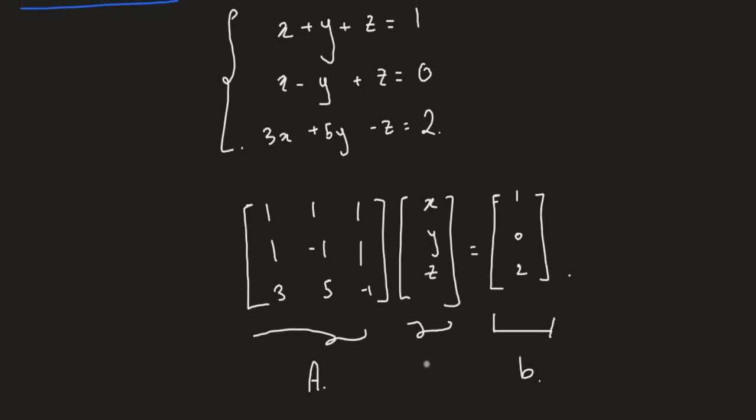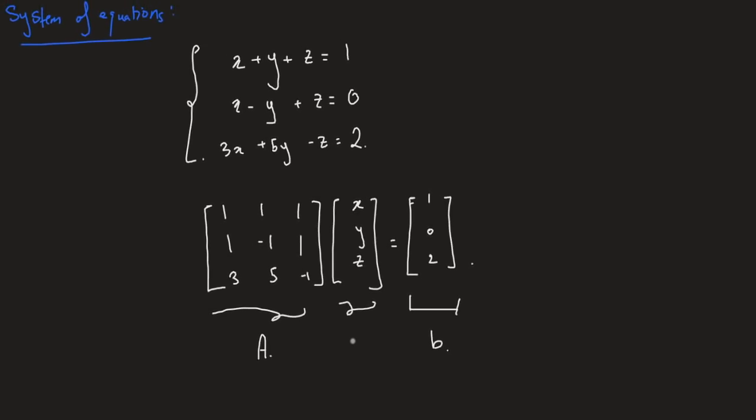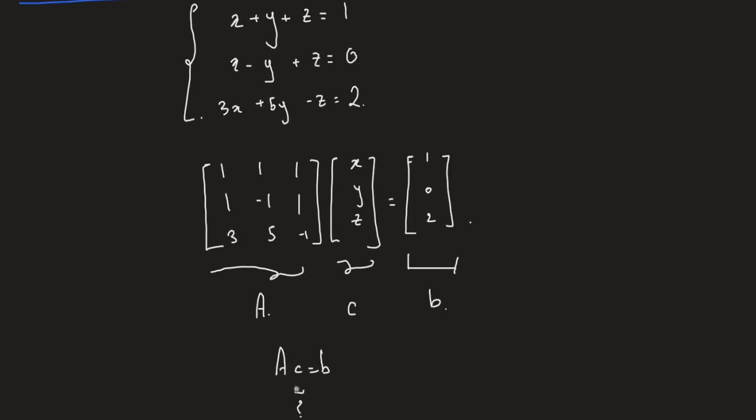We're out of notation here. Call it vector C. So AC is equal to B. Given A, given B, find C. In future lectures, we're going to talk about matrix inversion. So you can simply solve this by inverting A, then multiplying it with B.